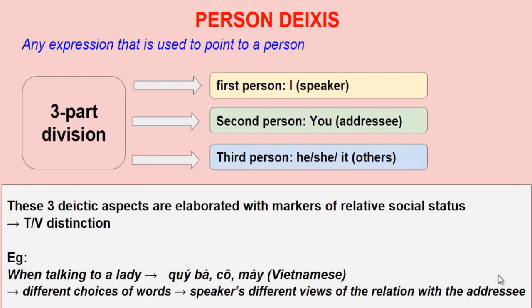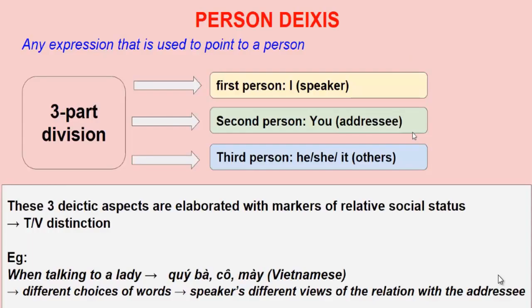Thank you. Personal deixis is any expression that is used to point to a person. There are three-part divisions here. The first person, I, the second person, you, and the third person, he, she, or it. These three deictic aspects are elaborated with the markers of relative social status, known as the T/V distinction.